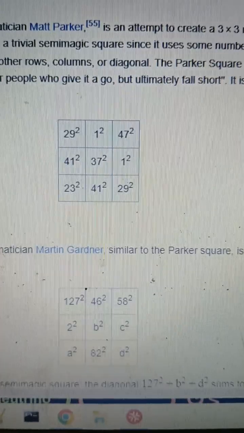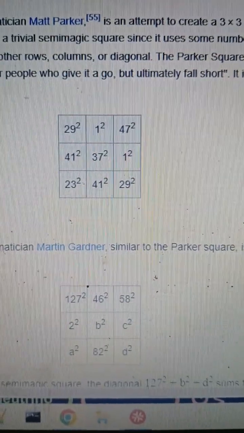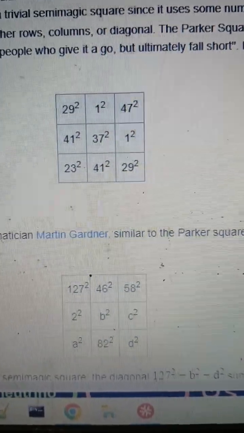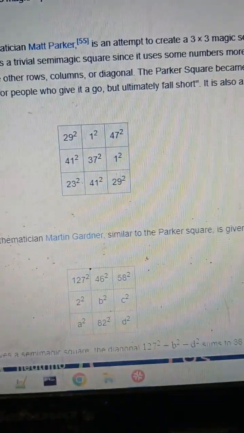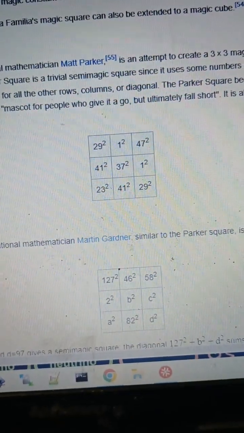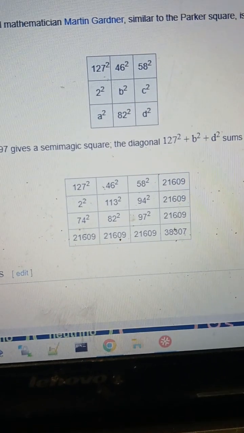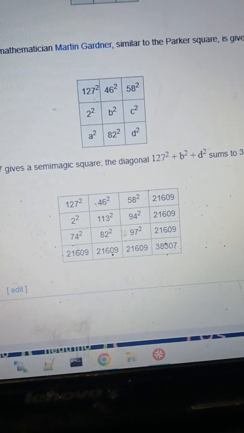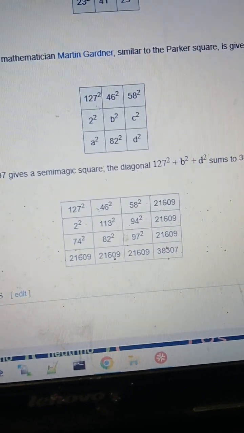On these videos you'll see the Parker square, which is like this, where you can see all the numbers are being squared. And all the columns and rows add up, but one of the diagonals does not, and it also has a repeat, and it's supposed to have all completely different numbers. So it's close, but it's not exactly there. There's a few others here that are close, but aren't exactly there. You can see they're missing numbers, or one of the diagonals doesn't add up.